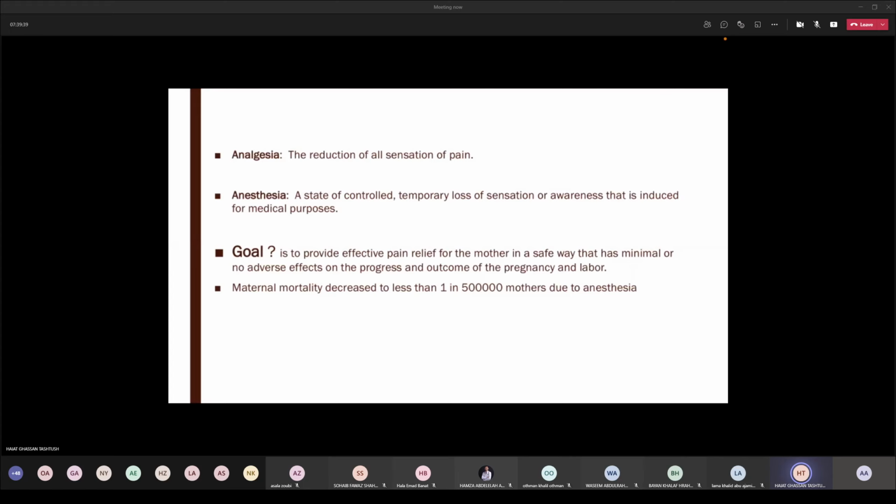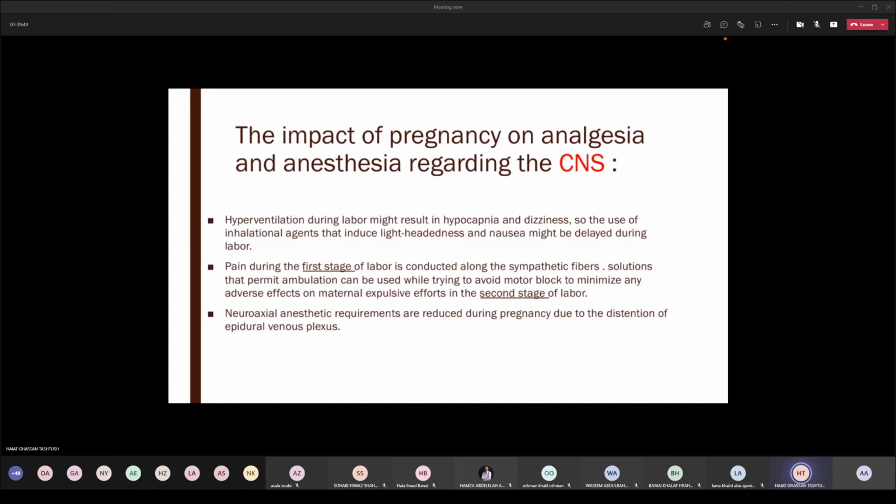About the maternal mortality الأنستيزيا قللتها لحد ما يصير في عنا أقل من 1 لكل 500,000 من المذرز. Now we will talk about another topic, which is the impact of analgesia and anesthesia on pregnancy regarding all the systems. First system that we will talk about is the central nervous system.